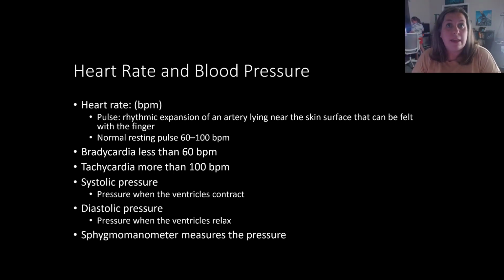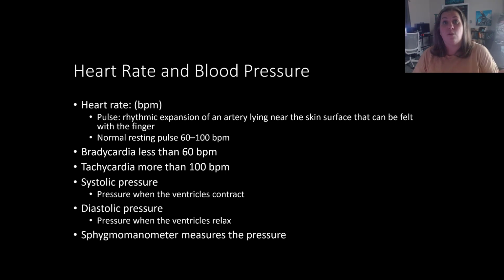So some other terms that come into play when we're talking about the heart itself are heart rate and blood pressure. When we look at your heart rate, we measure this in beats per minute. So BPM is beats per minute. And we do this by taking your pulse. Now, the pulse is the rhythmic expansion of an artery. We use an artery because of the higher pressure. You can actually feel it moving, and you can feel it through the surface of the skin.